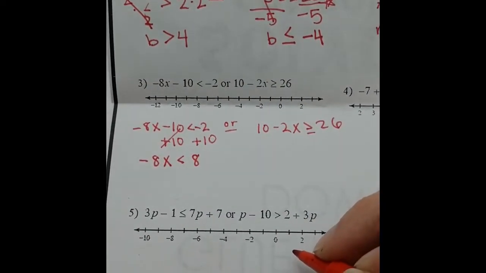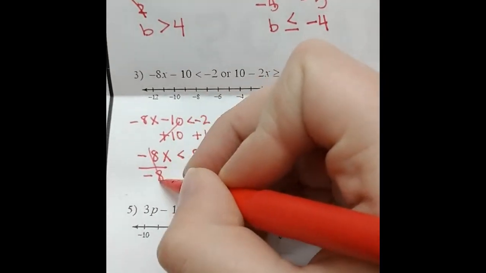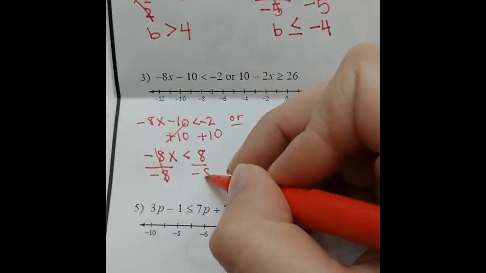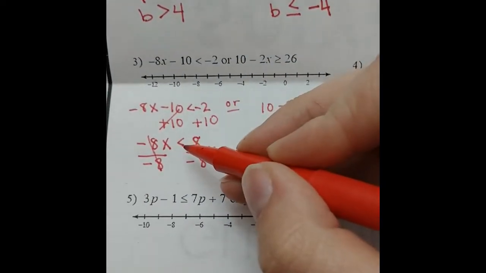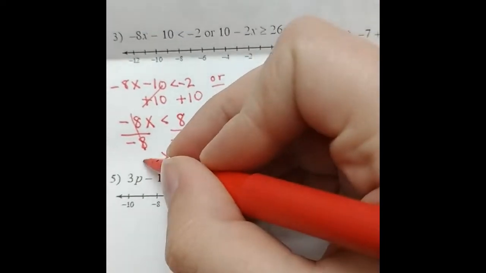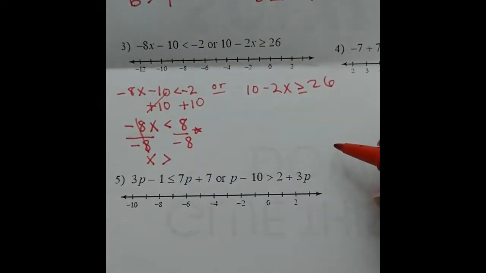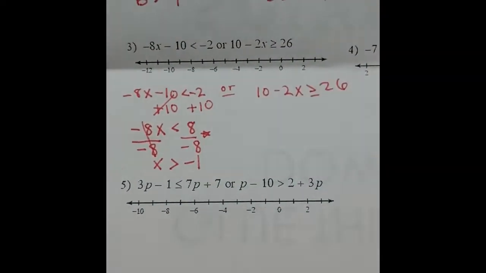Now, to get x completely by itself, we're going to divide by negative 8. But remember, dividing by a negative means we have to flip this sign. So less than is now greater than. We've got x by itself, which is good. And 8 divided by negative 8 is a negative 1.